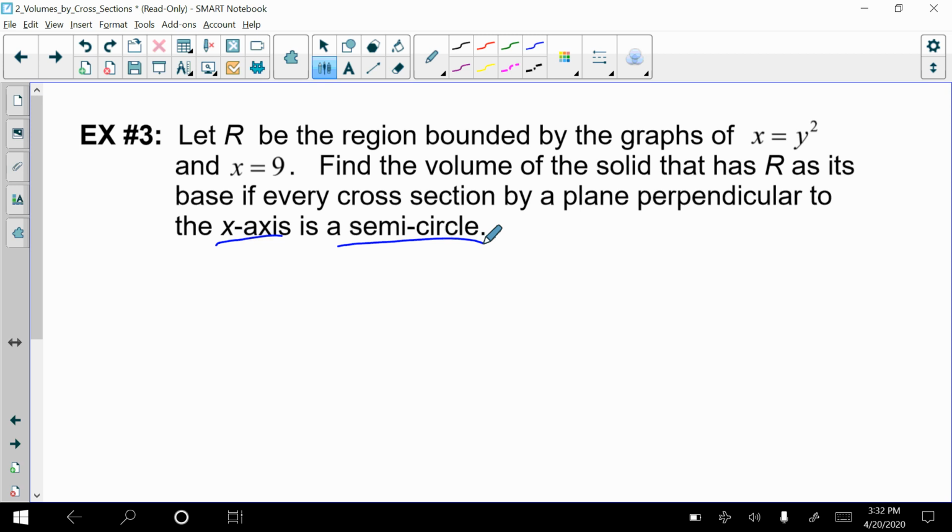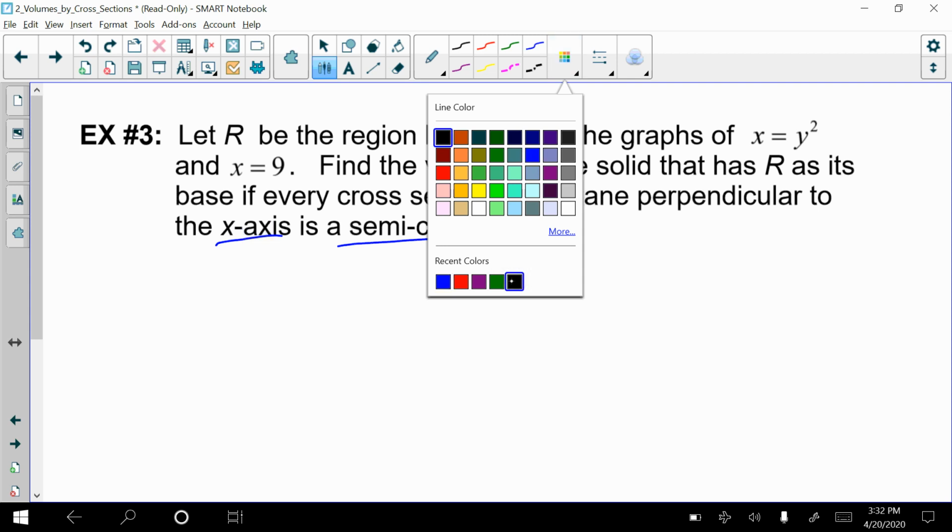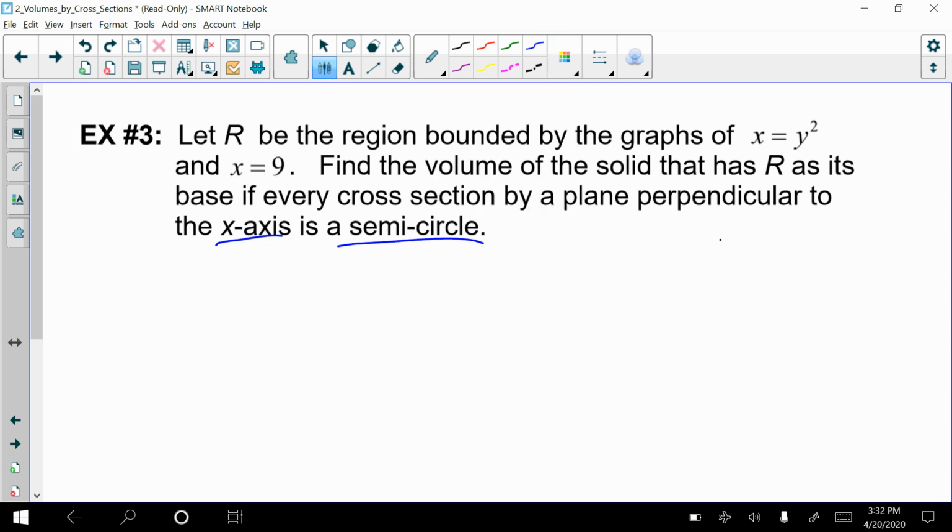Now let's go ahead and look at what the function will be if we graph them. So we have x and y.